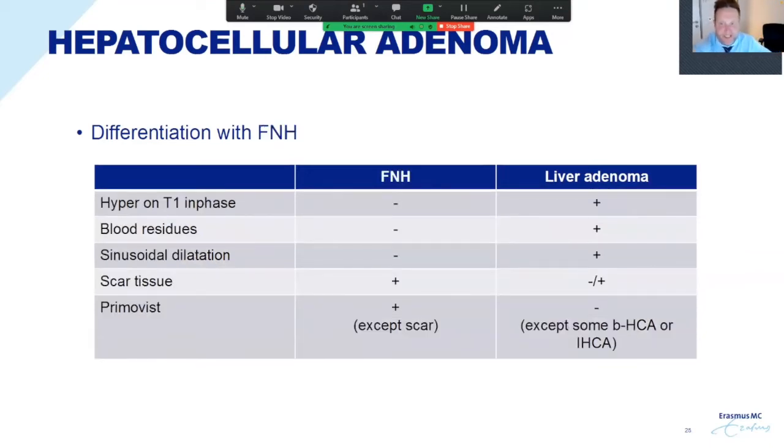Then the most important differentiation of adenomas is from the FNHs. Without using Primovist, it's often very difficult to differentiate. If a lesion is intrinsically hyperintense on T1, it cannot be an FNH in our experience. If the lesion is hypervascular and homogeneous, with the exception of the typical scar, Primovist can be obviated, since the diagnosis of an FNH can be stated with very high confidence. So if you have a homogeneous, hypervascular lesion with a central scar, you can make the diagnosis without using Primovist. In other cases, we always prefer to use an additional Primovist scan.